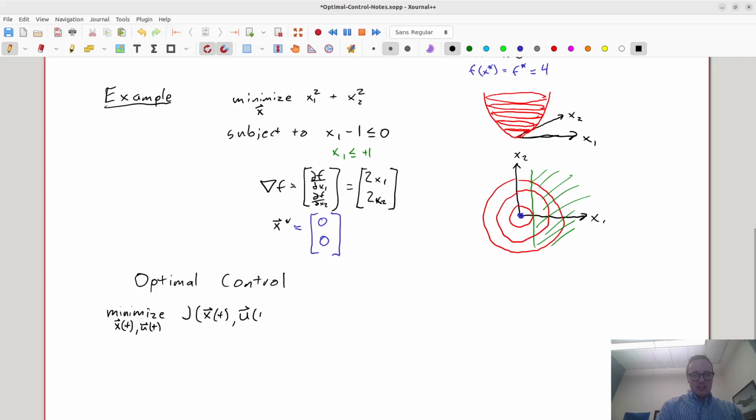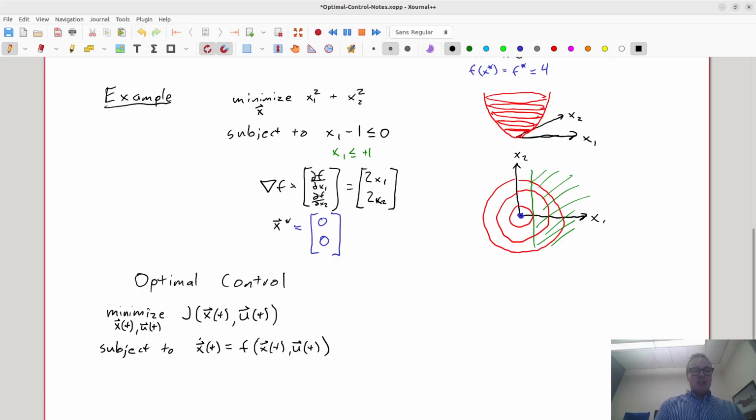This J is our control objective function, and then the constraints that we use are the dynamics constraint, which is subject to x dot of t equals some dynamics function f of x(t) and u(t). So if we're using a linear model of the aircraft, this f would be Ax plus Bu. We could also potentially use the nonlinear model of the aircraft.